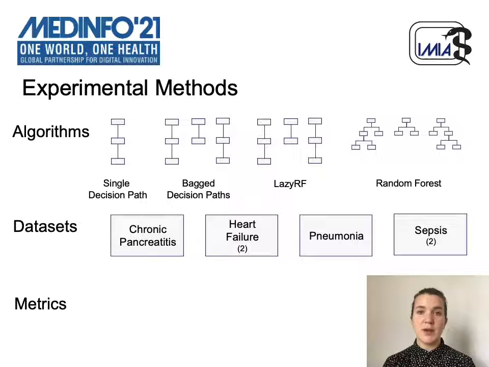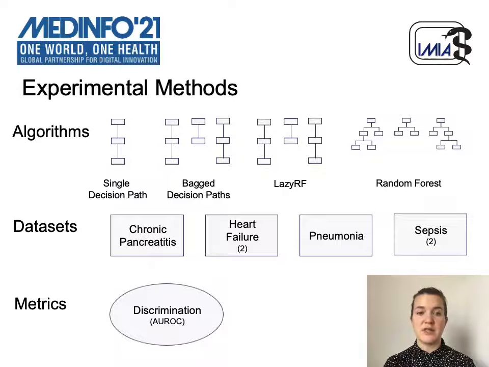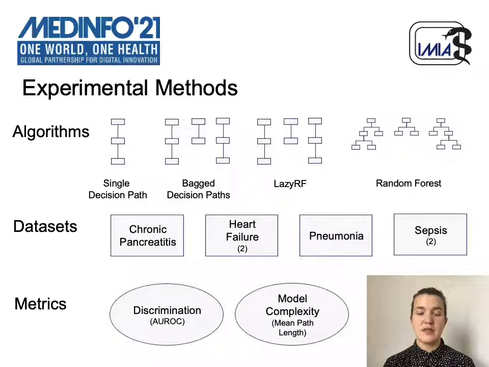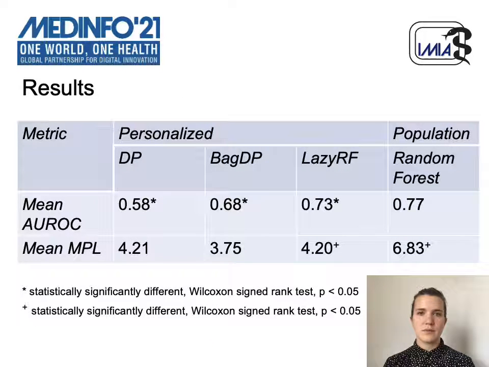And we had several metrics by which we measured predictive performance for our algorithms. The first was discrimination as measured by the receiver operating characteristic. The second metric was model complexity, which measured the mean path length, or the number of features required to make a prediction for a patient of interest. And here are the results from our experiments.